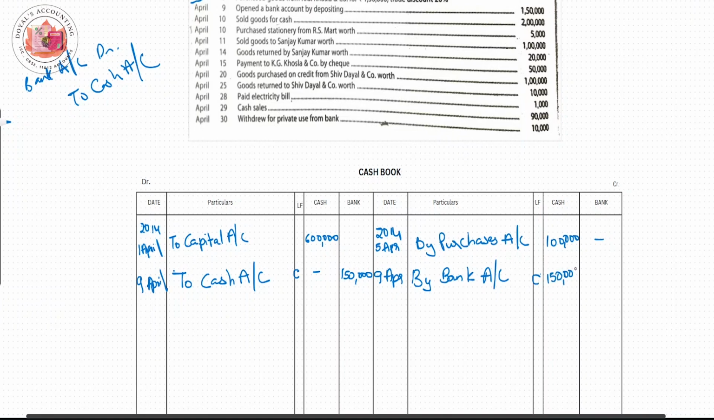1,50,000. So this is my contra entry. Now I have sold goods for cash of 2 lakhs. Cash sales will be recorded in the cash book, not in the sales book.